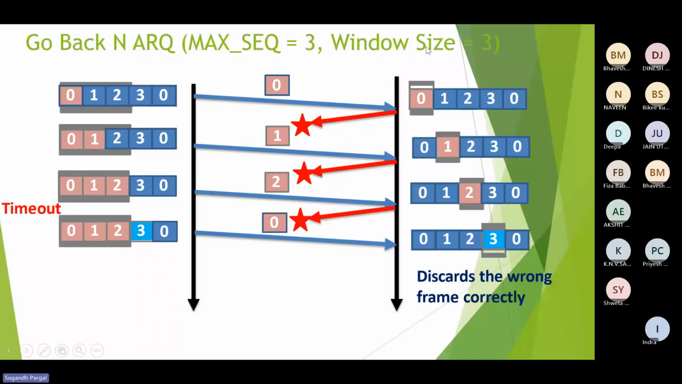So now there is a window size equivalent to the maximum sequence number. If we get 0, then 0 gets acknowledged, then 1 gets acknowledged, then 2 gets acknowledged, then 3 gets acknowledged, and then the sliding window shifts. Then it discards the wrong frame correctly.